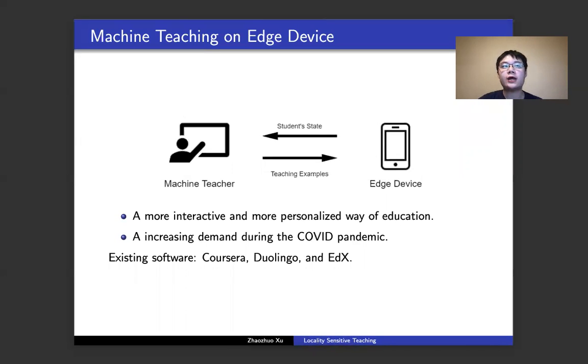Machine teaching has a wide application in personalized education. During this COVID pandemic, in-person education would be infeasible. Machine teachers helped to rectify this issue by providing more interactive and personalized education at home. Students can use mobile apps such as Duolingo to enjoy the service provided by machine teachers.